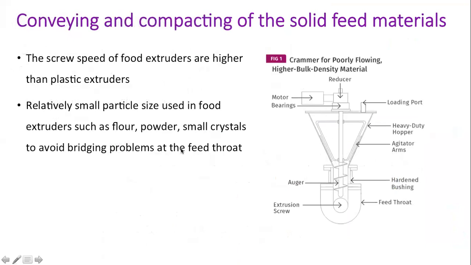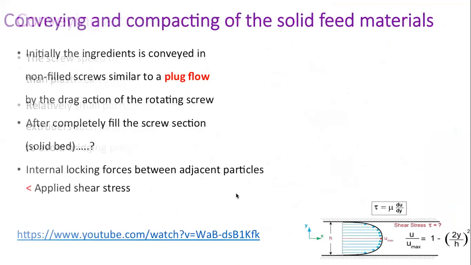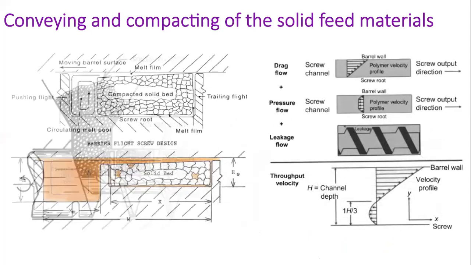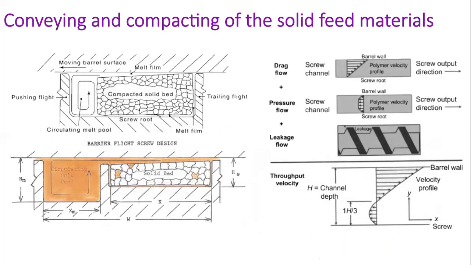So melt conveying, how to develop the dough, right? And feed throat problem, bridging problem. You know what is the feed throat problem, and you know why we are using small particles in food extrusion, right? And what are the difference in between plug flow, solid bed, and also pressure flow and leakage, how to avoid leakage flow.